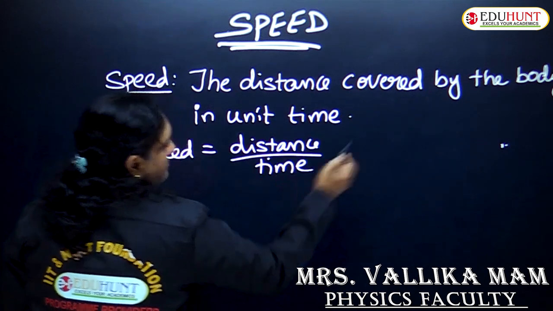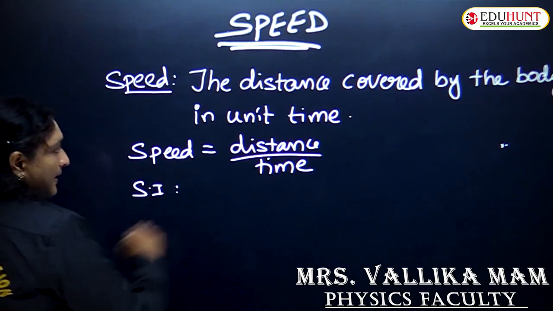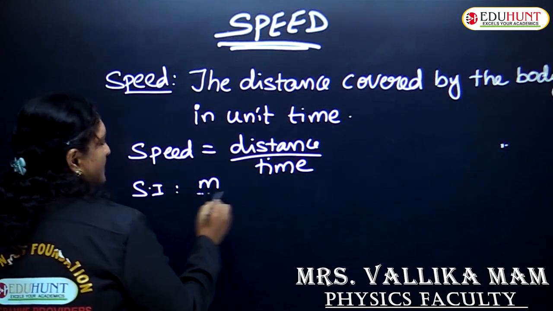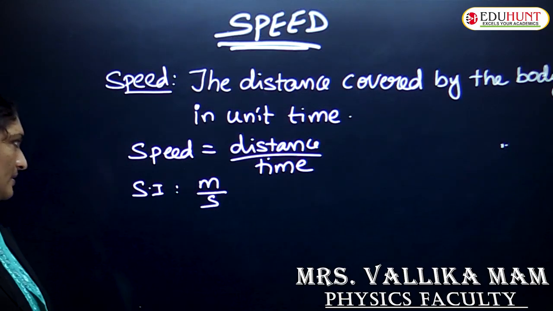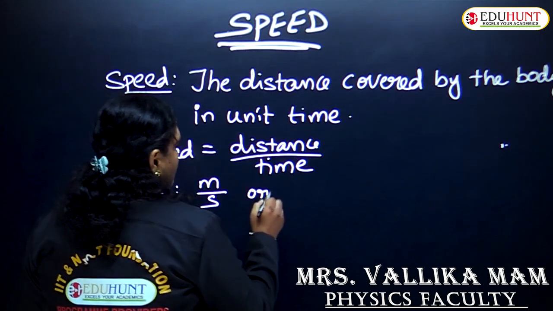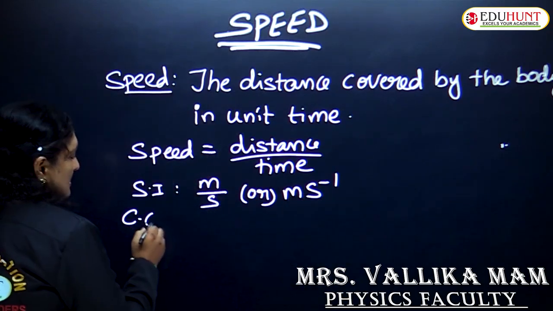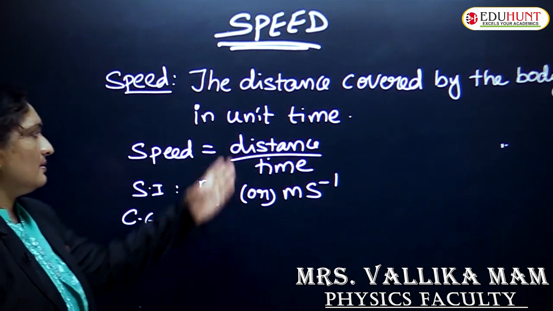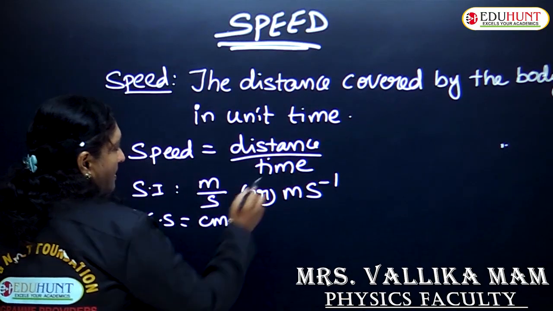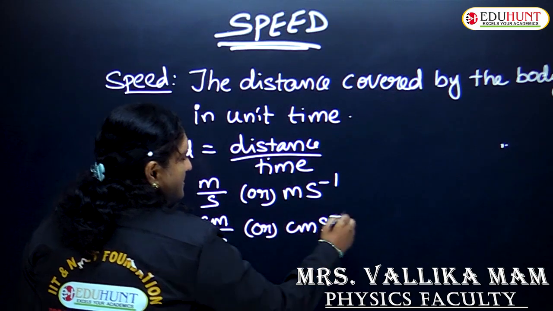That is it. Simple. If you go with the SI unit of speed, distance in SI units is measured in meter and time is measured in second. Hence, the SI unit of speed is meter per second. This can also be written as meter second inverse. Whereas the CGS unit of speed: distance in the CGS system is measured in centimeters, and time in seconds. So this can also be written as centimeter per second.